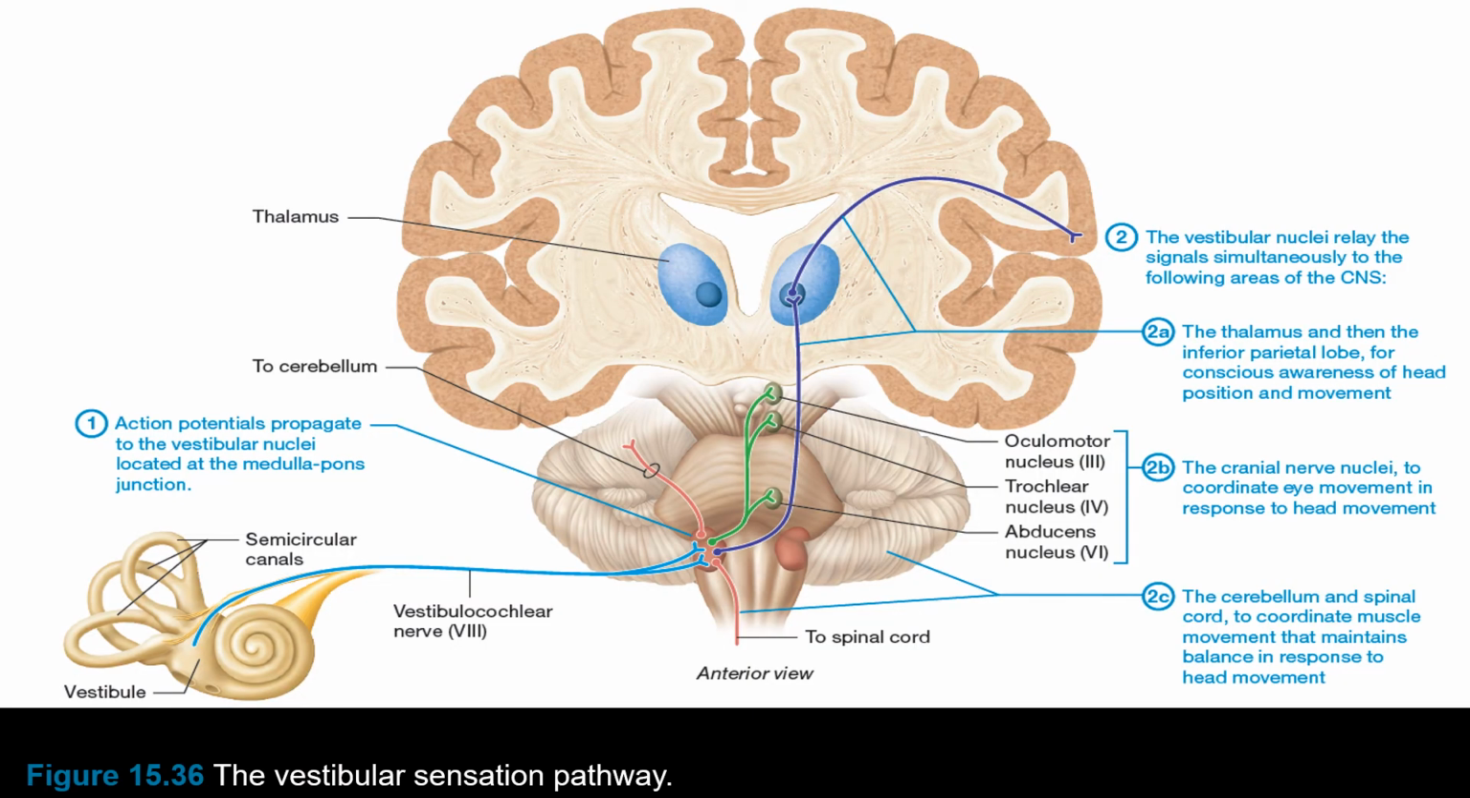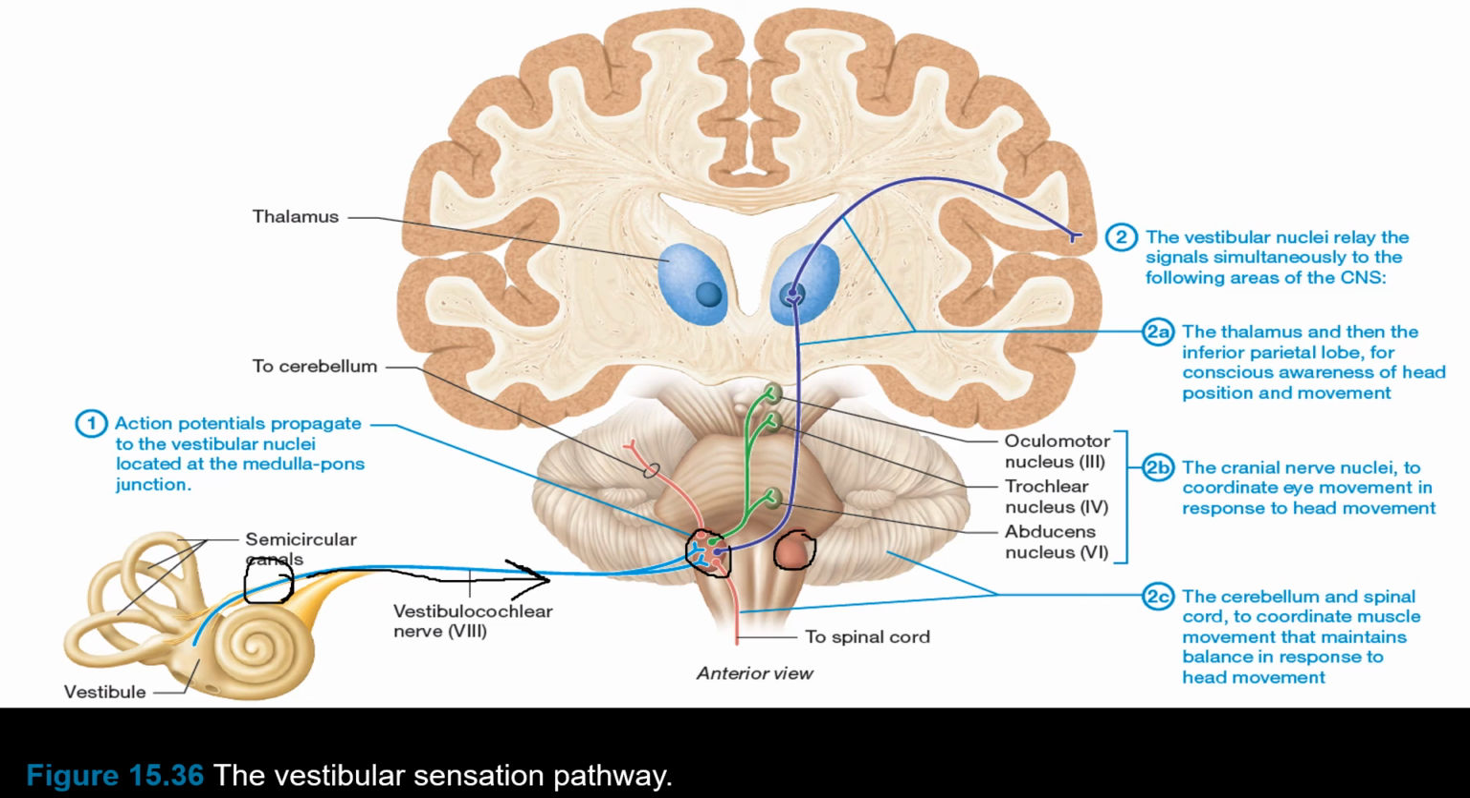And here's that pathway I was talking about. So action potentials are created in the vestibular portion of the vestibulocochlear nerve. They're sent out through cranial nerve number 8 into this vestibular nucleus right here. And this one on the opposite side is going to obviously receive input from the other ear, the other vestibular nucleus.